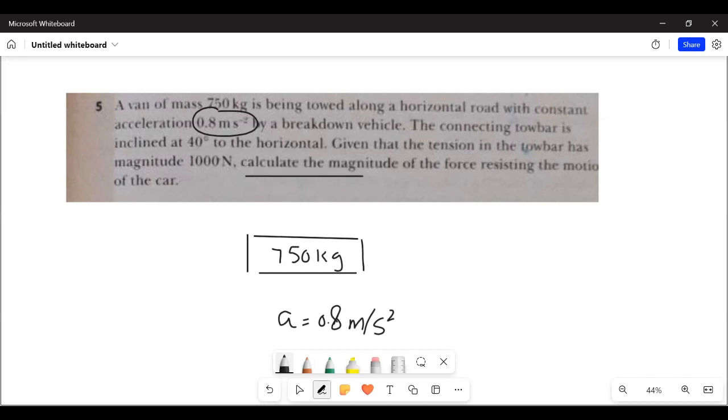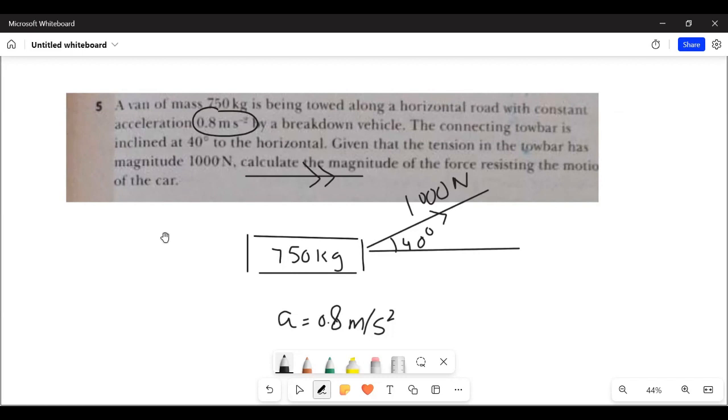So let's say it's being towed in this direction. The connecting tow bar is inclined at 40 degrees to the horizontal. That means the force towing it is in the direction of motion, making a 40-degree angle with the horizontal. So there's an inclined force, a tension in that string, but you're not going to take that tension directly in the working. You're going to resolve it into its vertical and horizontal components. Given that the tension in the tow bar has a magnitude of 1000 newtons.